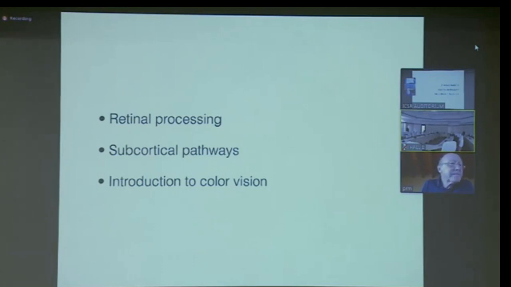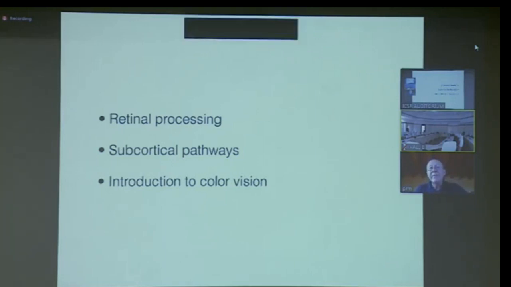Okay. Let's just take one more and then we'll move on, if there are more. Hi, I want to make sure I understood it right. Do the horizontal cells and the amacrine cells act as inhibitory neurons? That's correct. It's biology. There are one or two exceptions, but by far the vast majority of amacrine cells are inhibitory, and all horizontal cells are inhibitory.